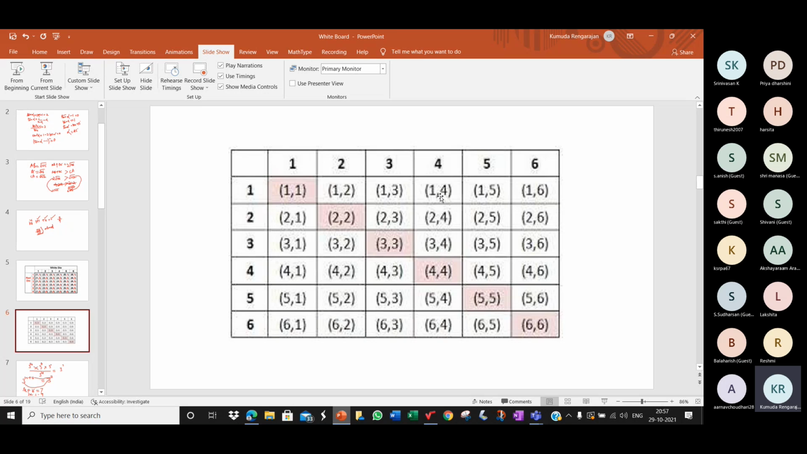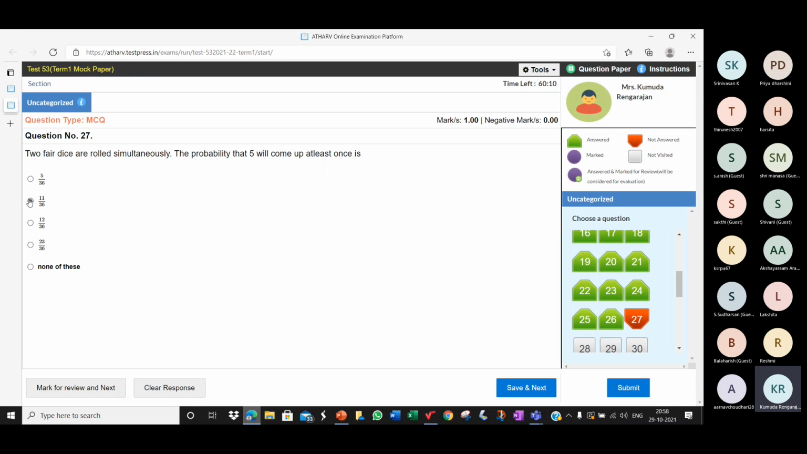Getting 5 at least once. You are rolling 2 dice. There are 11 outcomes getting 5 at least once. At least once means on at least one die or both the dice. So 1,5; 2,5; 3,5; 4,5; and here 5,1; 5,2; 5,3; 5,4; 5,5; 5,6; and 6,5. So how many outcomes? 1, 2, ... 11. That is 5 plus 6, so 11 by 36.